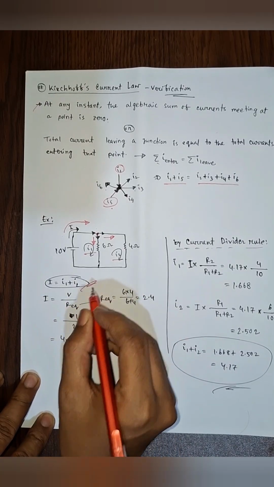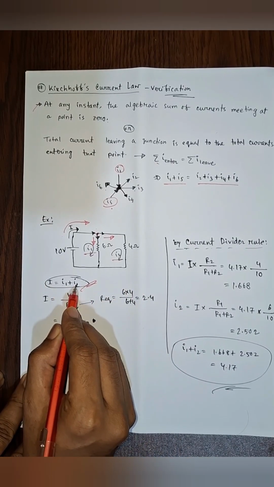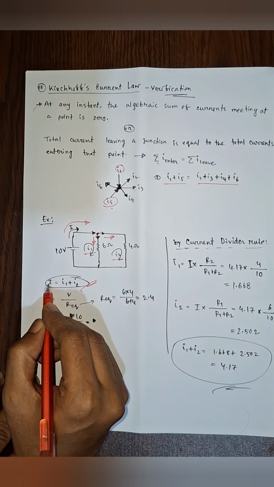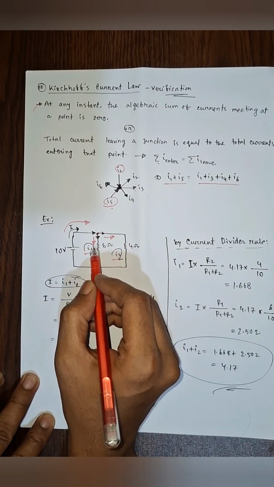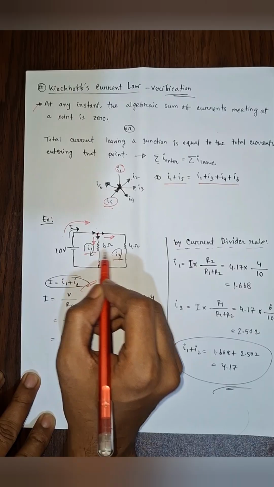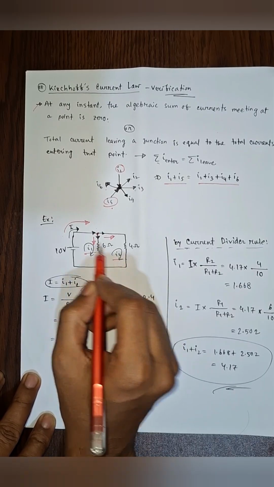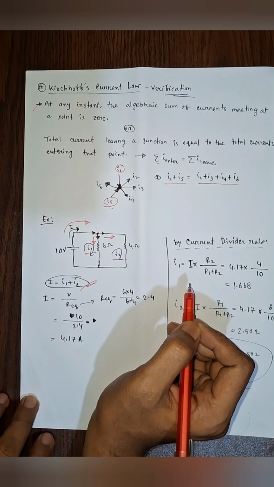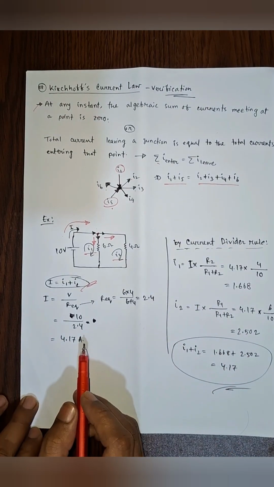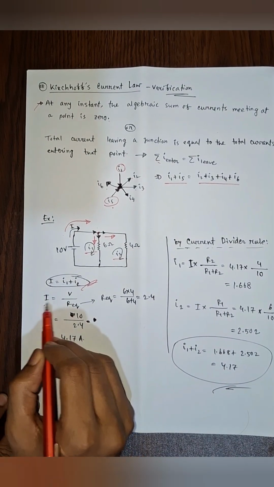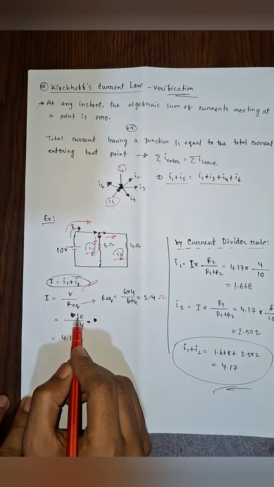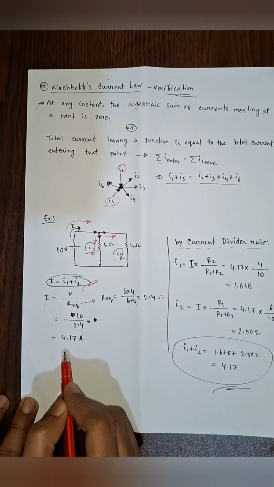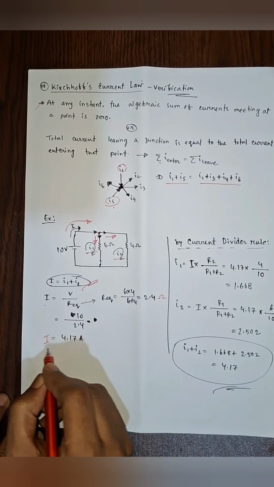From that we can write total current I equals I1 plus I2. We will test that by measuring the total current flowing in this circuit, then measuring the current across this resistor and this resistor, summing them, and checking if the summation matches the total current. We will first calculate the total current flowing in the circuit. I equals V by R equivalent. The voltage supplied is 10, resistance is 2.4, so the total current flowing in this circuit is 4.17.